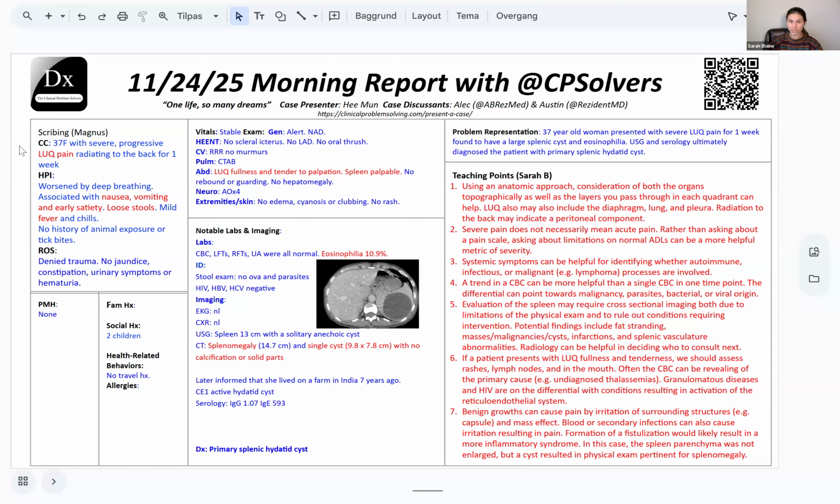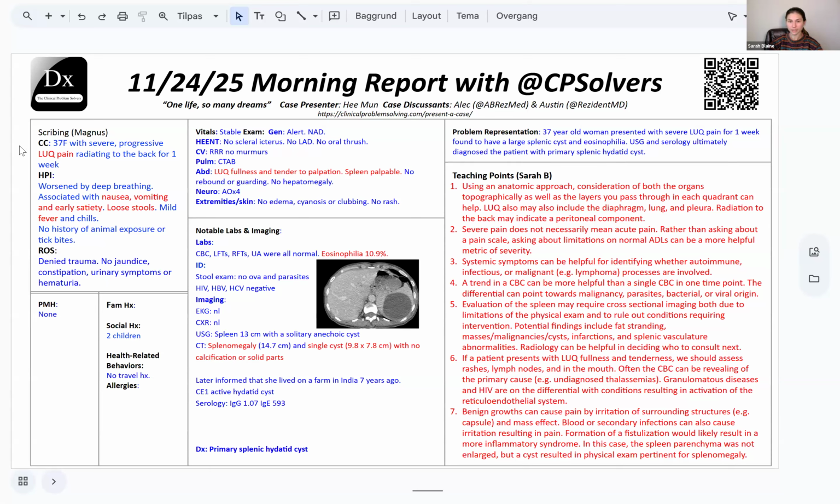And then if a patient presents with left upper quadrant fullness and tenderness, we should assess for rashes, lymph nodes, and look inside of the mouth. And often the CBC can be revealing of the primary cause, for example, undiagnosed thalassemias. And then granulomatous diseases and HIV were also on the differential for this particular case, as well as other conditions that result in activation of the reticuloendothelial system.